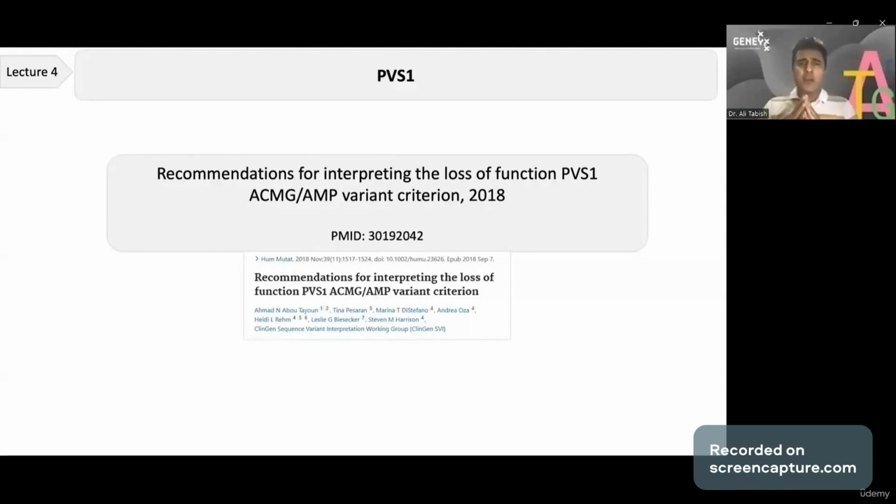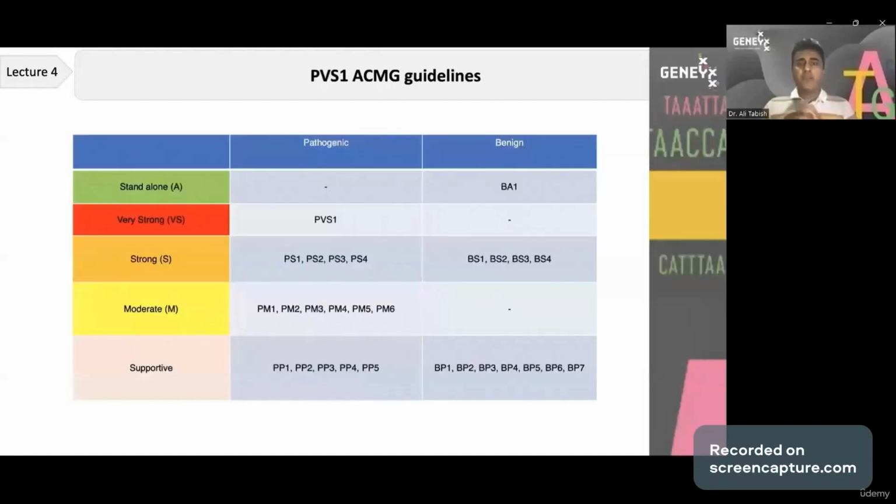Okay, so for the next half an hour, we will go through PVS1. There was an original publication from Richards 2015 on PVS1, which deals with loss of function variants. And then there is a revision, the recommendations for interpreting loss of function PVS1 ACMG AMP variant criteria, in 2018. Again, I will recommend going through this publication and trying to understand PVS1.